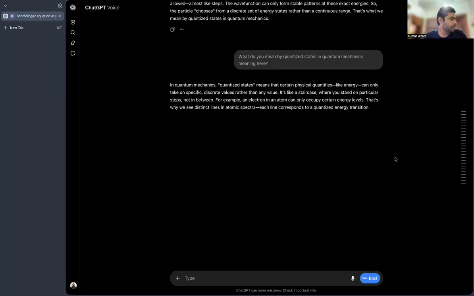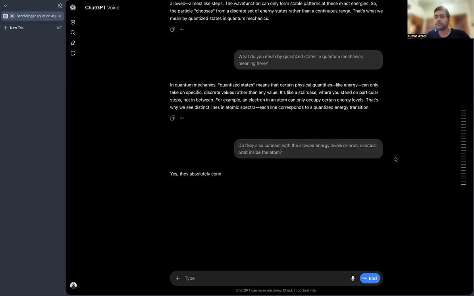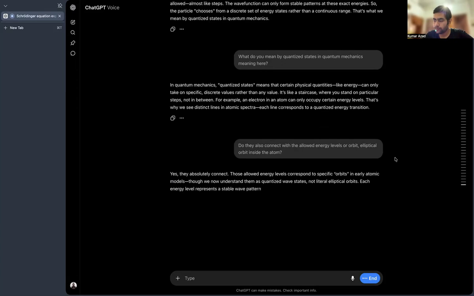Do they also connect with the allowed energy levels or orbits, elliptical orbits inside the atom? Yes, they absolutely connect. Those allowed energy levels correspond to specific orbits in early atomic models, though we now understand them as quantized wave states, not literal elliptical orbits. Each energy level represents a stable wave pattern where the electron's probability cloud forms. So what Bohr initially saw as distinct orbits, we now know are quantized energy states, directly linked to the Schrödinger equation's solutions.